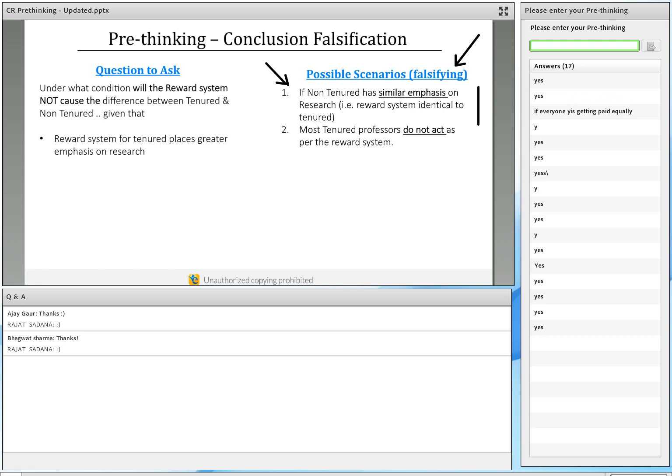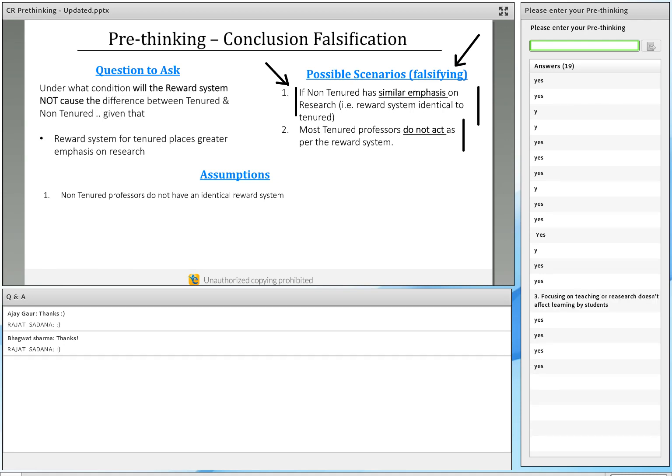The second thing, as one of you said, is that if most tenured professors do not act as per the reward system. You may build a reward system, but if the majority of the professors don't care about it, then essentially they don't act as per the reward system. Now, if everyone's getting paid equally, Bhavika, that is not the same thing as an identical reward system. Why? Because I may pay you as a professor $100,000 with a much higher emphasis on research and much lower emphasis on teaching, and I may pay a full-time lecturer $100,000 as well, but with a much higher emphasis on teaching than on research. In that case, you're paying equally, but you have different reward systems.